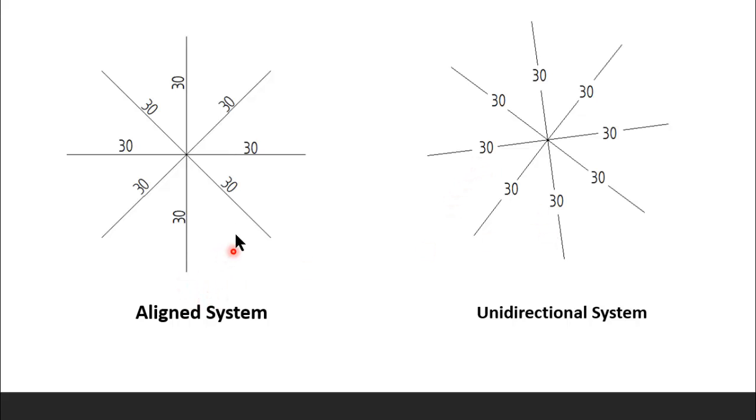See, this is the aligned system. Irrespective of the inclination, all the dimension figures are in line or perpendicular to the dimension line. But in unidirectional, irrespective of the dimension lines, all the dimension figures are kept in one direction, that is horizontal. So these are the two types of system: the unidirectional system and the aligned type of system.